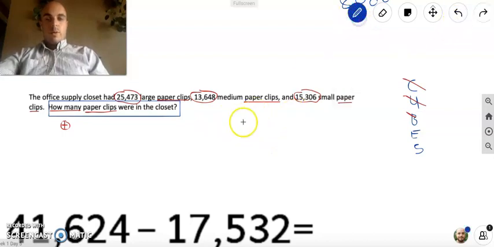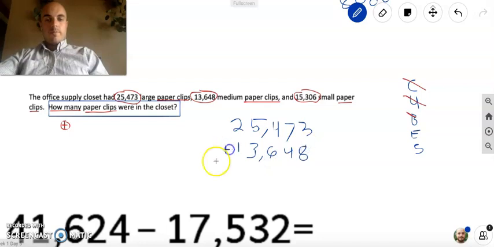So let's use my blue, and we'll do those first 2 numbers: 25,473. I'm going to add 13,648 to it. 3 plus 8 is 11. Carry the 1. 1 plus 7 is 8. Plus 4 is 12. Carry my 1. 1 plus 4 is 5. Plus 6 is 11. Carry my 1. 1 plus 5 is 6. Plus 3 is 9. 2 plus 1 is 3.